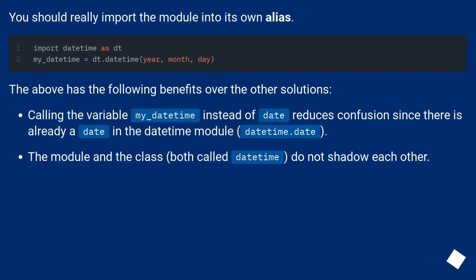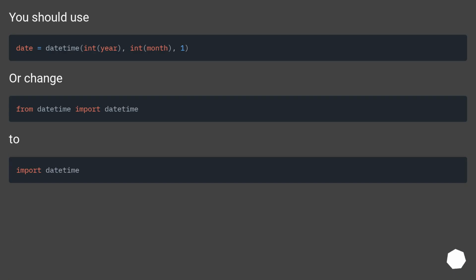You should really import the module into its own alias. The above has the following benefits over the other solutions. Calling the variable my_datetime instead of date reduces confusion since there is already a date in the datetime module, datetime.date. The module and the class, both called datetime, do not shadow each other. You should use, or change, to.